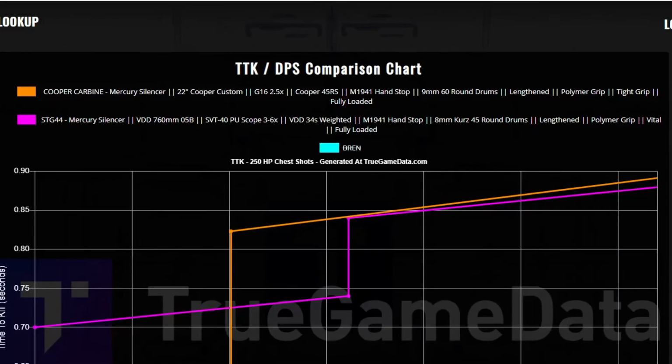You can see the attachments that I used for these weapons on this chart. And I'm using the meta loadouts for these weapons. I watched a lot of class setup videos, and I found the most common loadouts for these weapons.